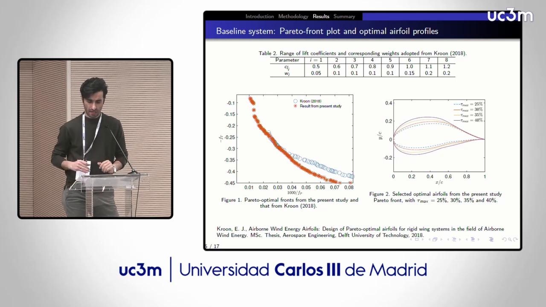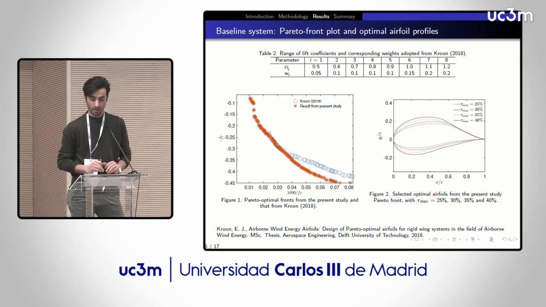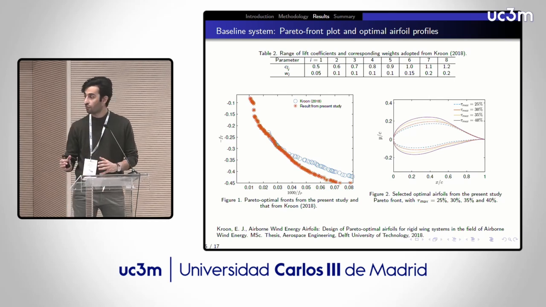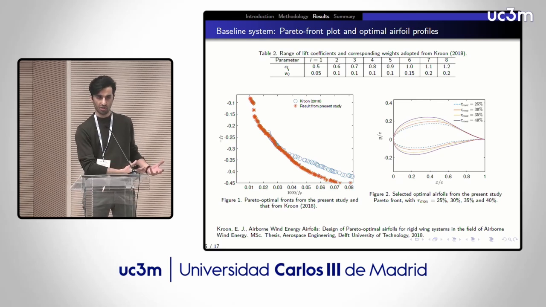As you see, it's a good distribution over different values of thickness, from maybe less than 10% to over 45%. For thinner airfoils, we agree with Kroon's results. By the way, Kroon used CST, and they used XFOIL for the aerodynamic solution. So we have two differences: we use IGP, and we use a different setup for the aerodynamic solver.